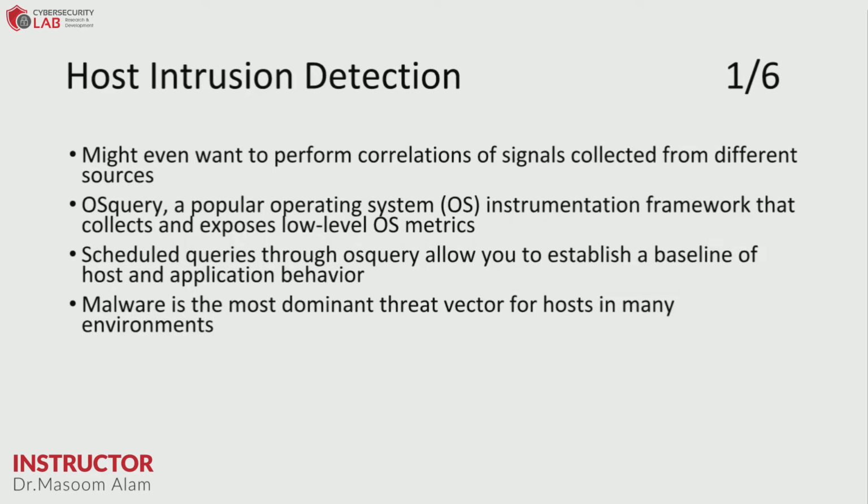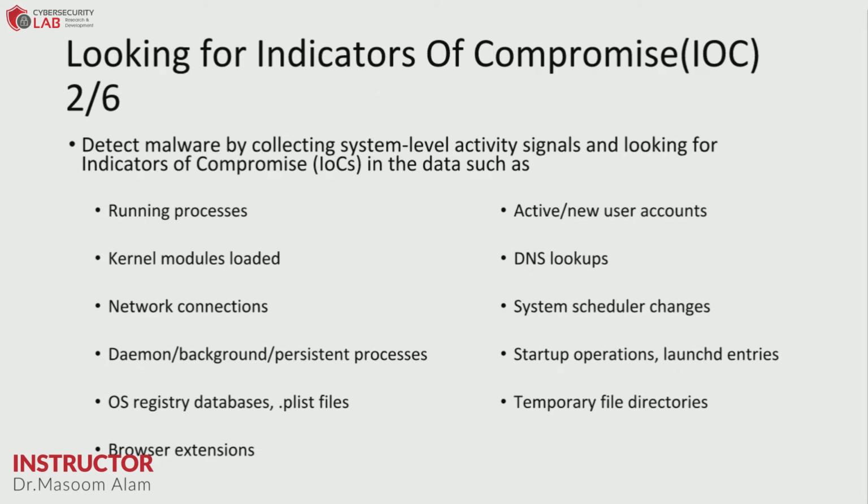Basically, malware is the most dominant threat vector for hosts in many environments, like Linux, Windows, and Mac. So we are looking for any malicious file that is running inside the system. Looking for indicators of compromise in the operating system is also the main feature engineering process.